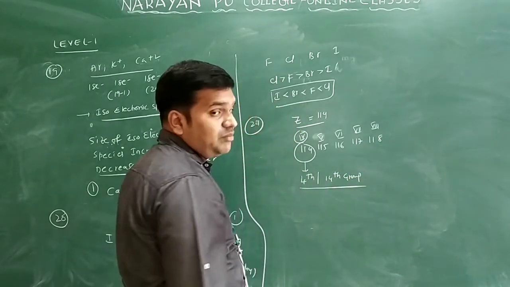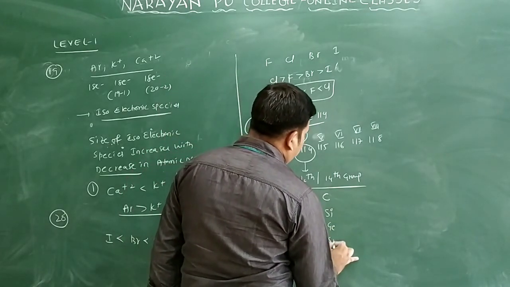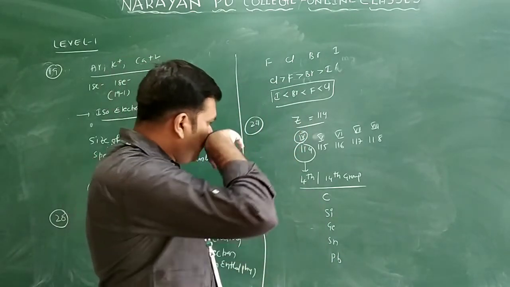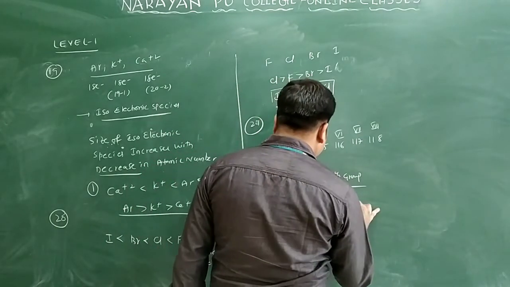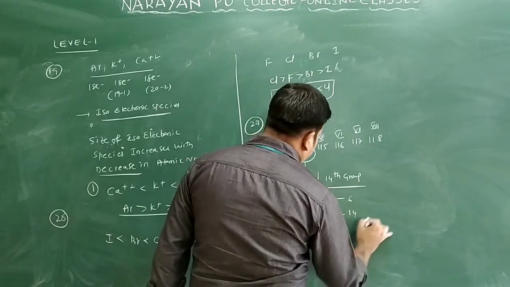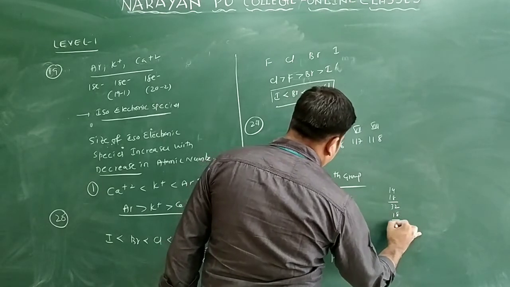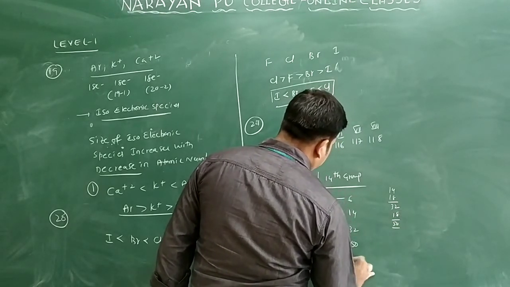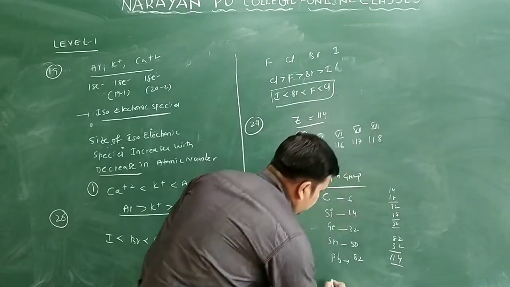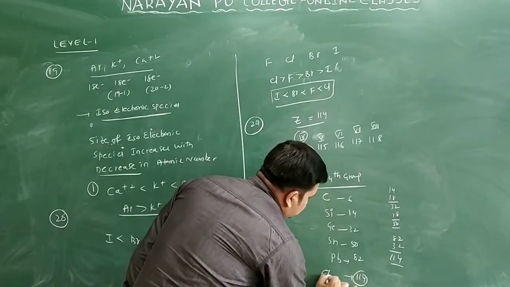Generally what are the 4th group elements we have? Generally we have carbon, silicon, germanium, tin and lead only. So these elements are there in the carbon family. Carbon is 6, silicon is 14. So 14 plus 18, you will get 32. 32 plus 18 is 50. 50 plus 32 is 82, and 82 plus 32 is 114 only. So the next element is 114 only.